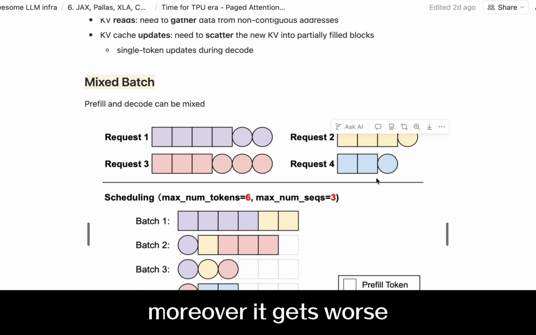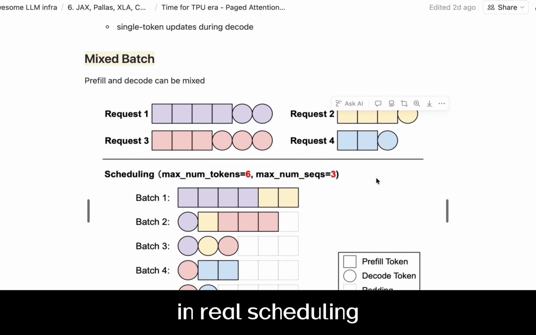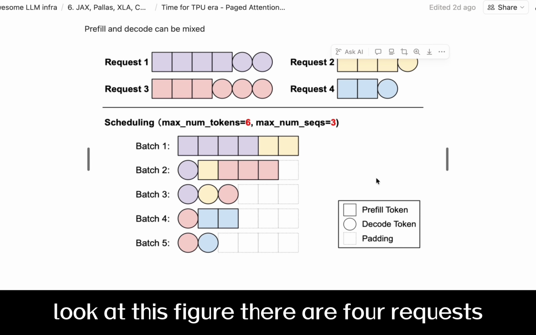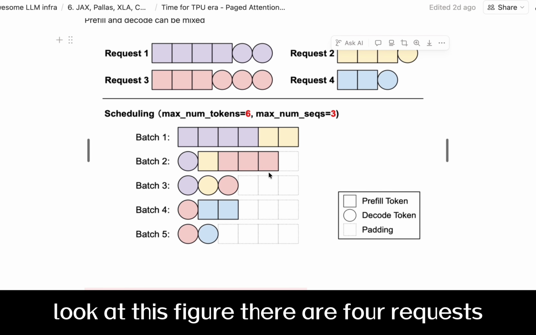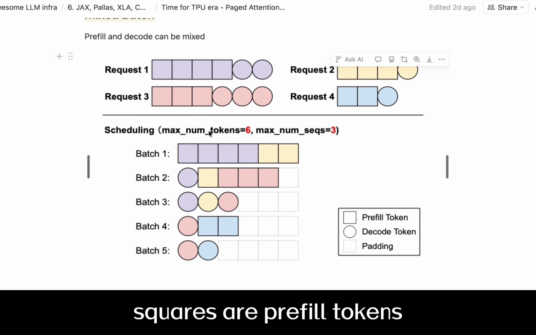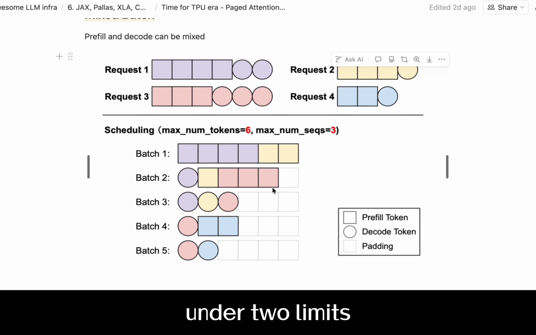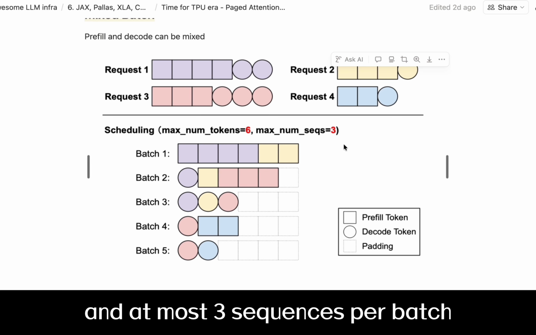Moreover, it gets worse with mixed batches. In real scheduling, prefill and decode run in the same batch. Look at this figure, there are 4 requests. Squares are prefill tokens, circles are decode tokens. The scheduler packs batches under 2 limits: at most 6 tokens and at most 3 sequences per batch.